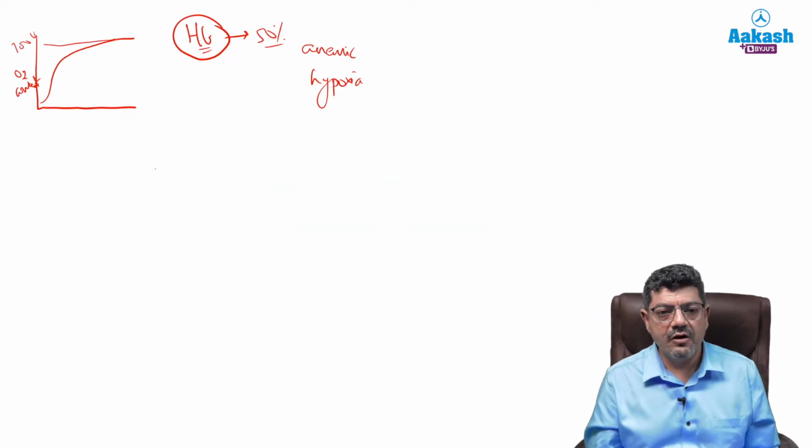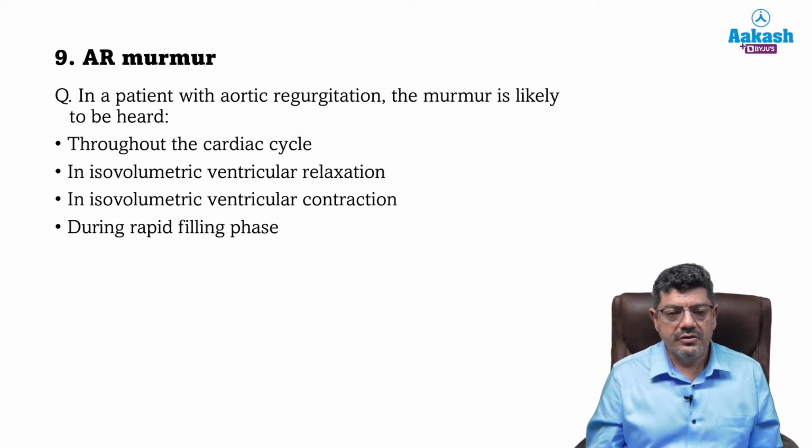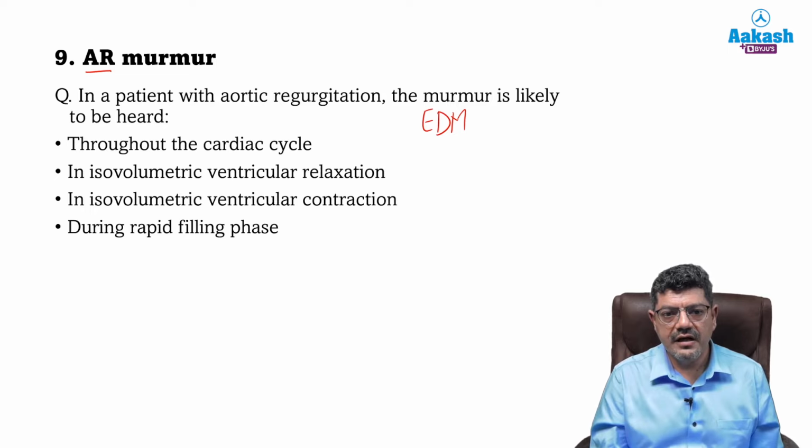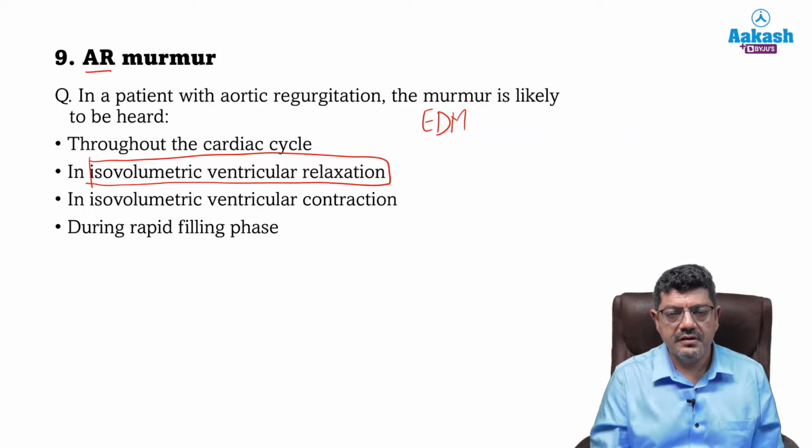Okay, moving on. Aortic regurgitation murmur. Again, I don't think this is a very straight question. What they had asked was, we all know that the AR murmur is an early diastolic murmur. And when you think of early diastole, what's the first thing that would come to mind? Isovolumetric ventricular relaxation. Correct?